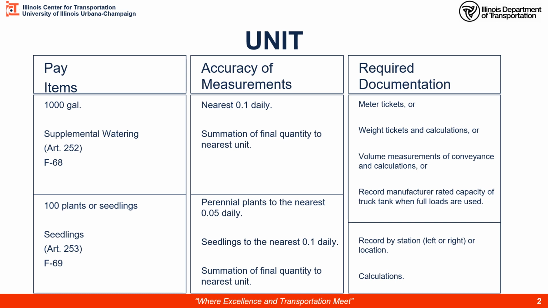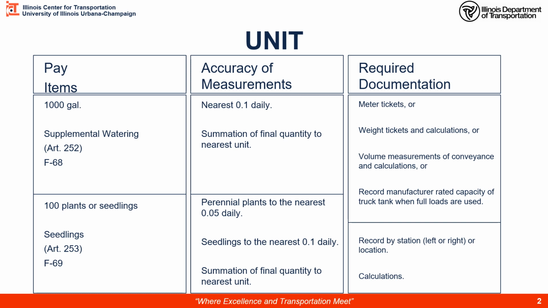Units for plants is defined as 100 plants or seedlings. This is covered under Article 253. We also have an IDR we'll cover here in a minute on F69 of the DOT guide. Perennial plants are measured to the nearest 500th on a daily basis, and seedlings to the nearest 10th. And then when you final out your quantities, you will use the nearest full unit.